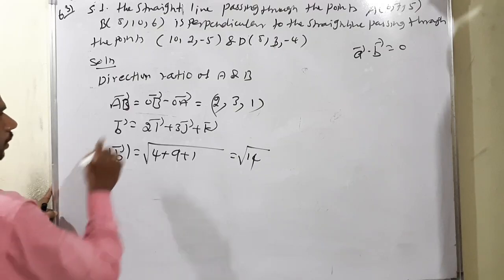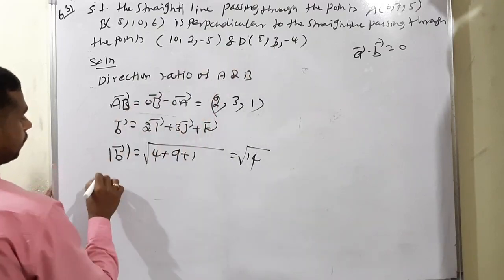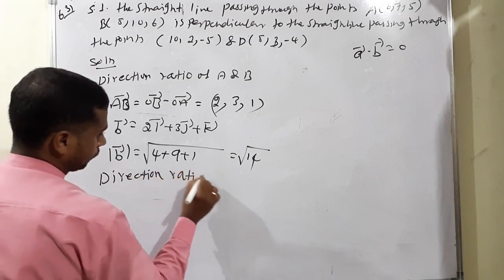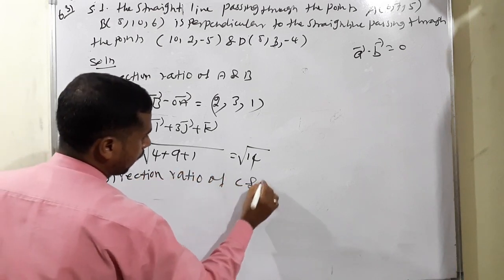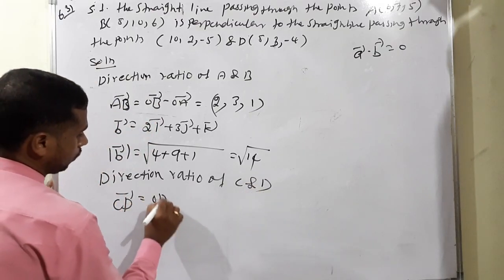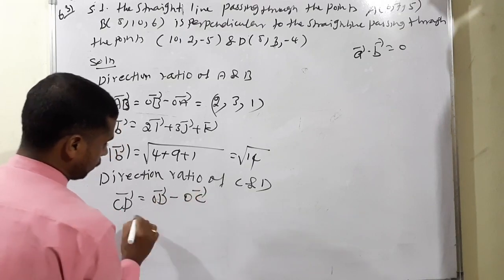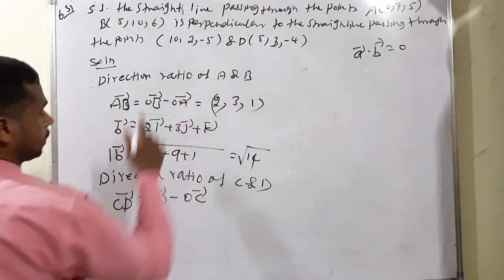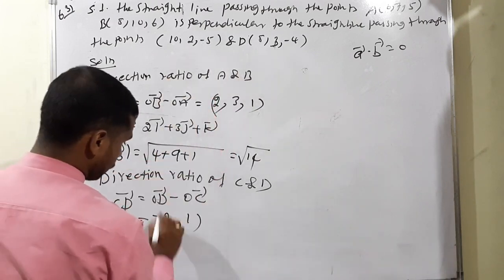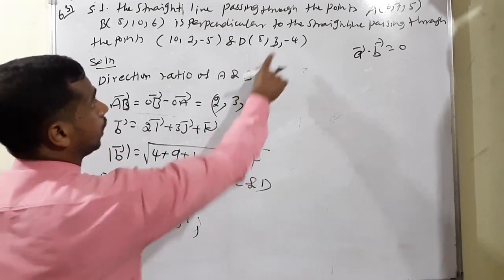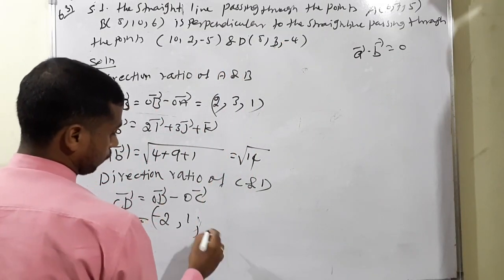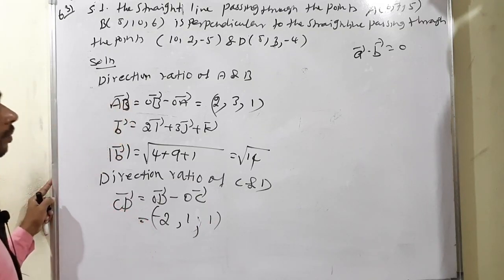Now the second condition, direction ratio of C and D. What will happen? C and D means CD vector is equal to OD vector minus OC vector. So now 8 minus 10 is minus 2, 3 minus 2 is positive 1. Then the last condition, look at there, minus 4, here also minus, so minus 4 plus 5 means positive 1 will come, isn't it?